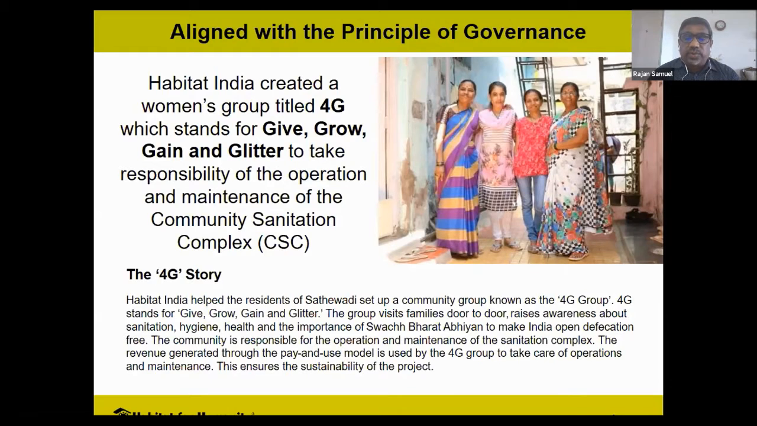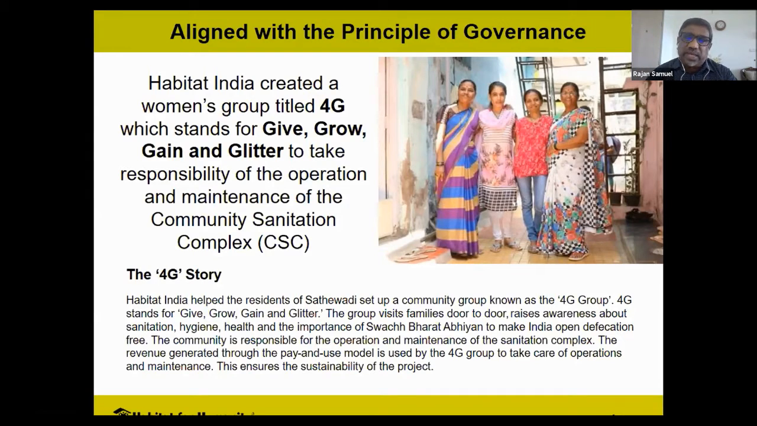And like I said, it's pay and use, and they went door to door. I think we need to create demand. The demand creation is critical. It's not that we want to build a toilet so that they can come and use it, because that is supply driven. Demand driven is that they need the facility, and therefore they should be willing to pay for it.